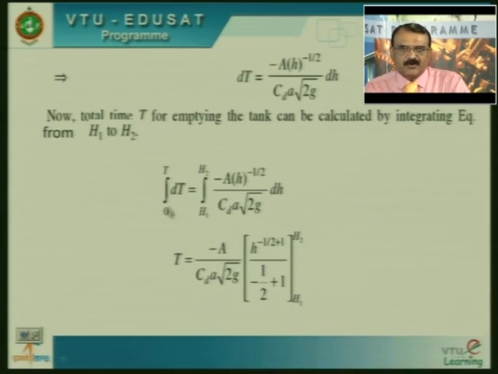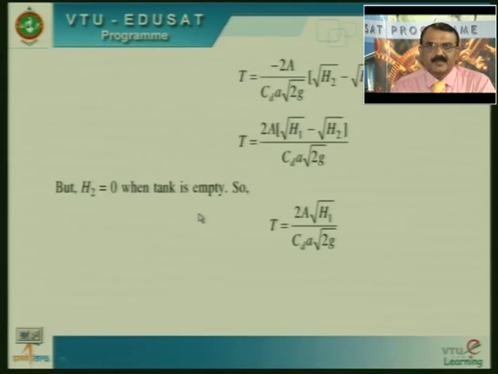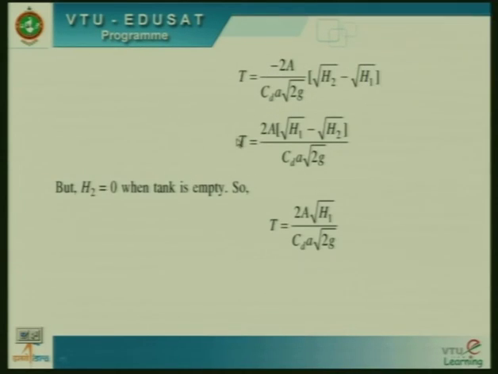Therefore, the integral of dt from 0 to T is equal to the integral from the lower limit h1 to the upper limit h2 of this formula. If you simplify this equation, you are going to get T, the time required by the orifice to empty the tank, equal to 2A, where A is the area of the tank, into root of h1 minus root of h2, divided by Cd into the area of the orifice into root of 2g.